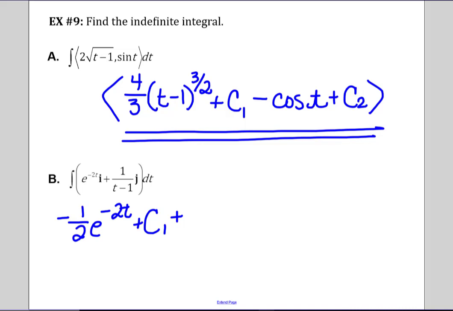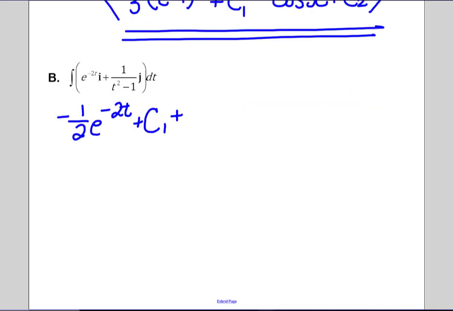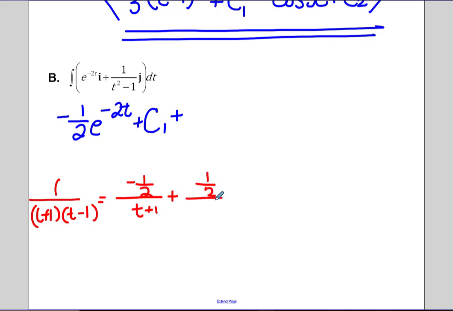So let's think about this for integration by parts here. So we got 1 over t plus 1 times t minus 1. And our a value is going to be negative 1/2, and our b value is going to be positive 1/2. So we're integrating 1/2 of 1 over t minus 1 minus 1 over t plus 1 dt.